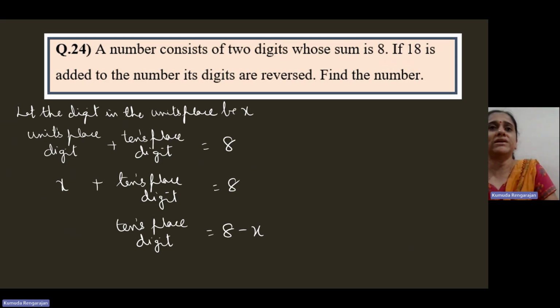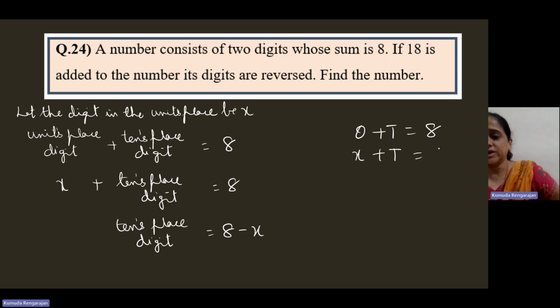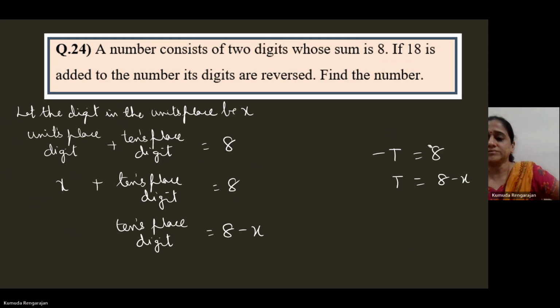So how did we find 8 minus x? Because ones place plus tens place is equal to 8. Ones place we've called x, plus tens place, which we don't know, is equal to 8. So the digit in the tens place will be 8 minus x. x will go to the other side as minus x. So 8 minus x. That's only the assumption part. We still have to work.